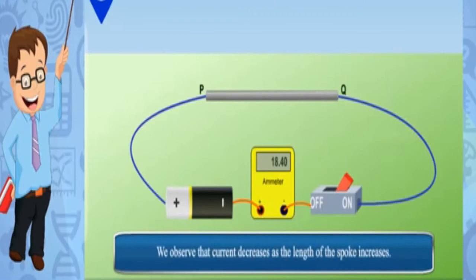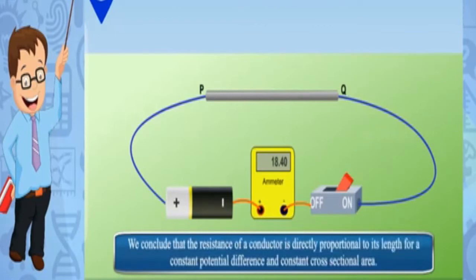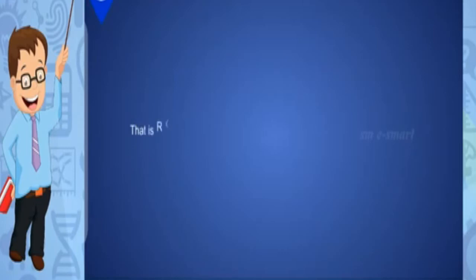We observe that current decreases as the length of the spoke increases. We know that resistance increases as current decreases. Hence, the resistance of the iron spoke increases as its length increases. We conclude that the resistance of a conductor is directly proportional to its length for a constant potential difference and constant cross-sectional area. That is, R is directly proportional to l at constant temperature and cross-sectional area. Let us consider it as equation 1.